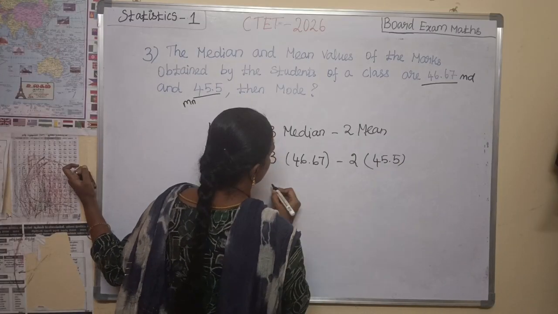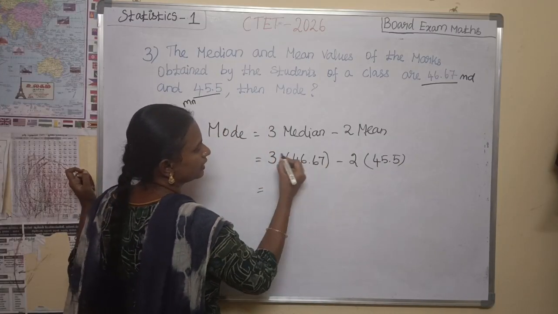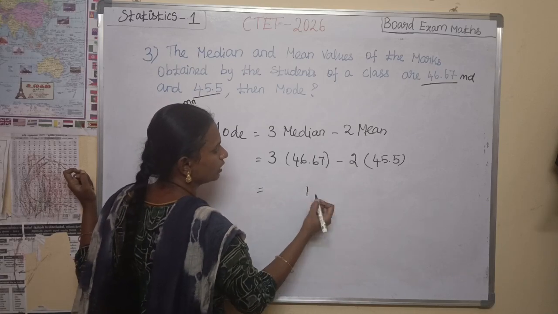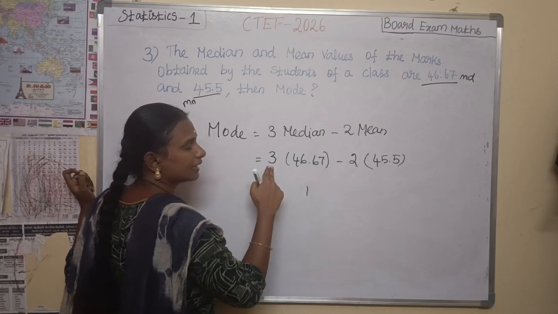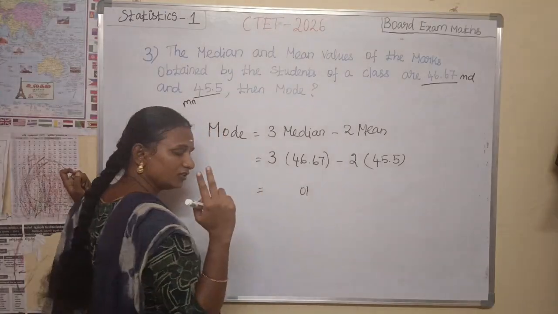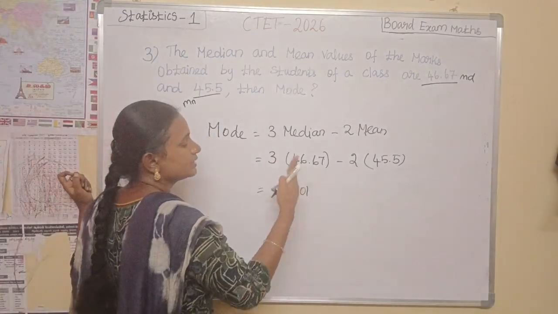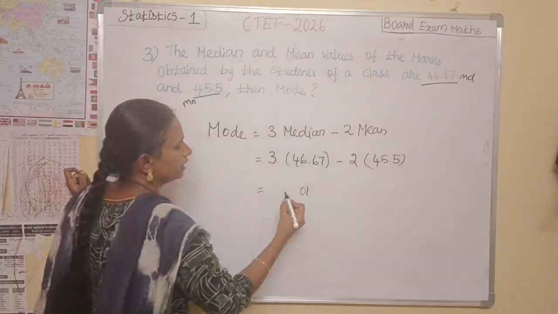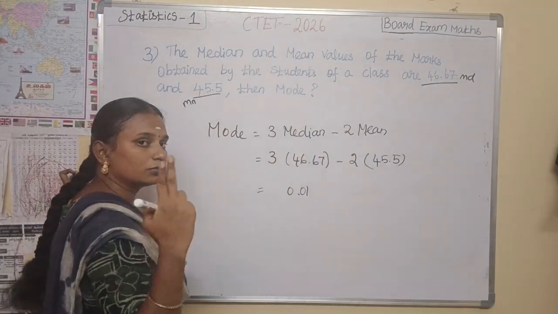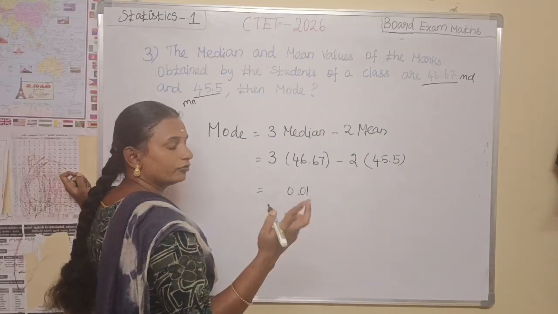Now just multiply. 3 sevens are 21, 1 and 2 carry on. 6 threes are 18, 18 plus 2 is 20, 0 and 2 carry on. 6 threes are 18, again plus 2 is 20, so 0 and 2 carry on. 4 threes are 12, 12 plus 2 is 14.